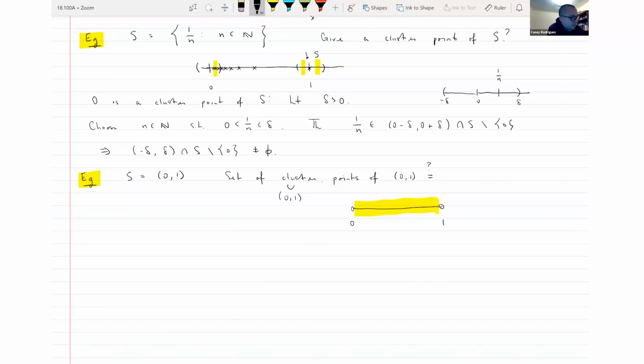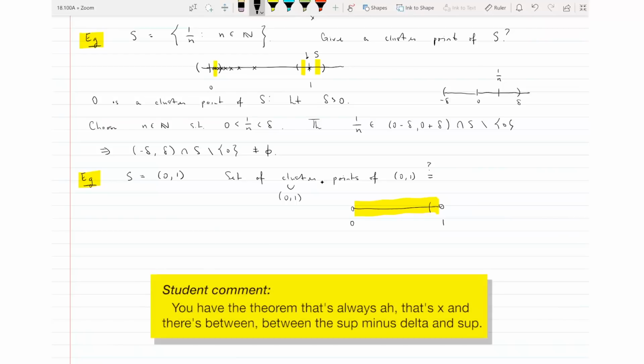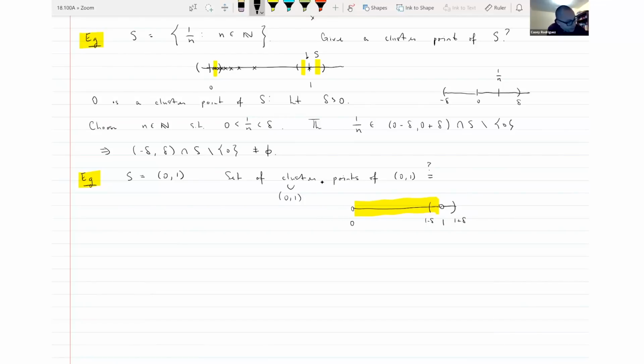That's a good observation. Yeah, it's the sup of this set. So for every delta positive, if I draw a little interval around 1, there's going to be a number less than 1 that's bigger than 1 minus delta, right? The set of cluster points of the open interval (0, 1) is the closed interval [0, 1]. Okay?